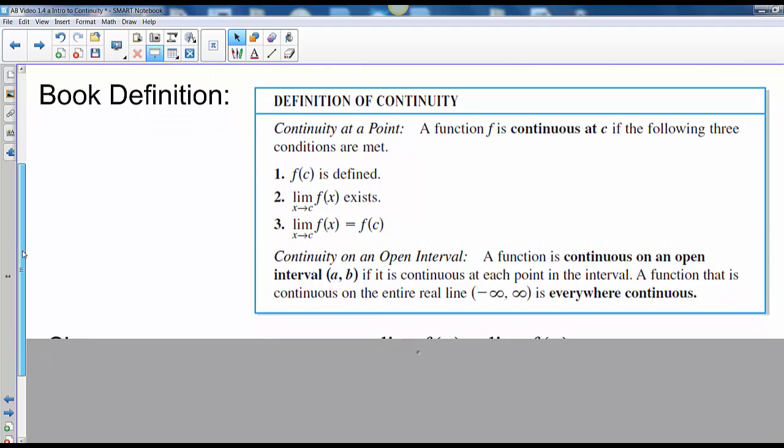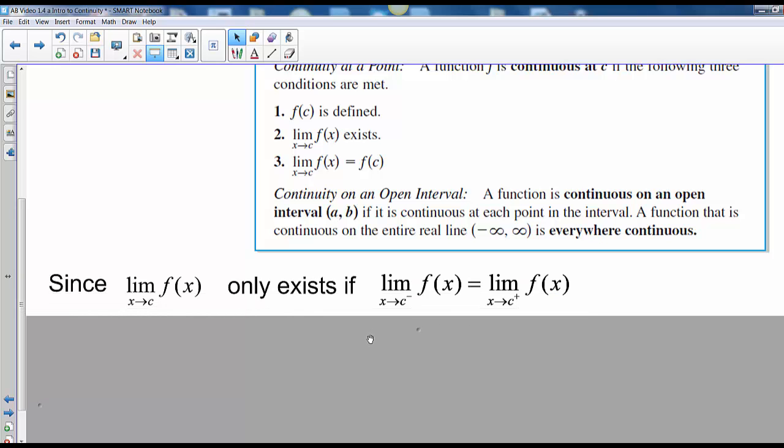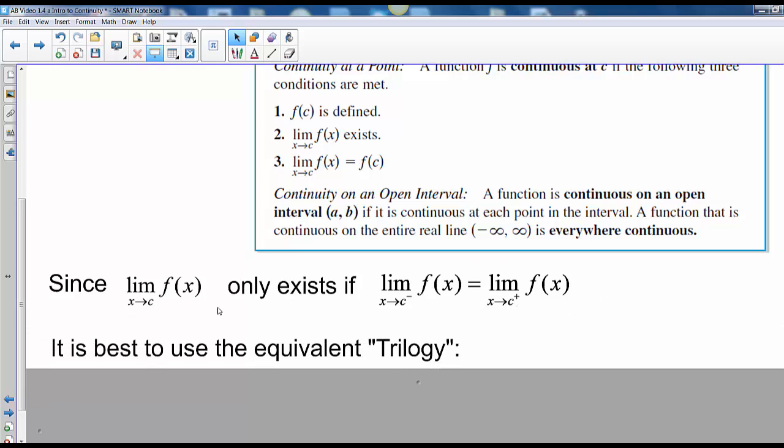Okay, now I'm going to rewrite that, because if you look at item 2 here, it says the limit as x approaches c of f of x exists. Well, we just spent section 1.2 and section 1.3 determining that a two-sided limit, notice there's no plus or minus on that c right here, a two-sided limit only exists if the two one-sided limits exist. In other words, the limit as x approaches c only exists if the limit as x approaches c from the left of f of x equals the same real number as the limit as x approaches c from the right. So we can now rewrite this third condition and replace the limit as x approaches c of f of x by this expression right here, and we end up with what I call the trilogy.